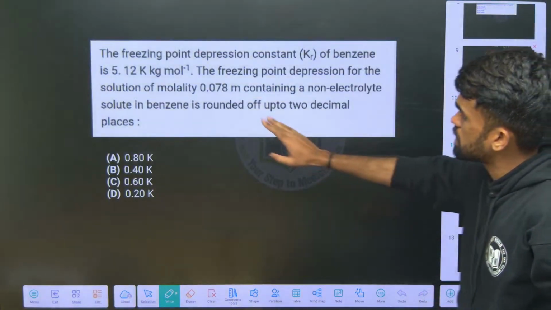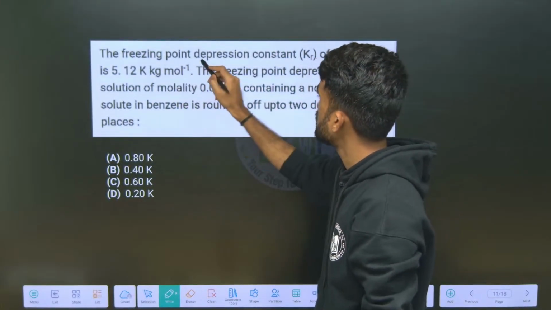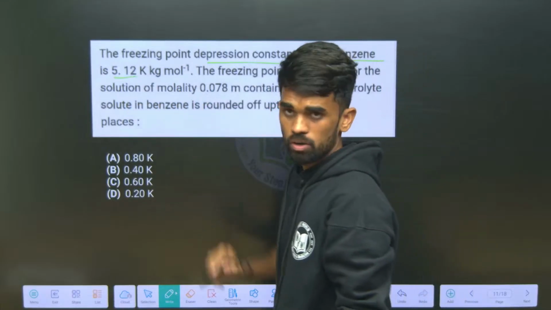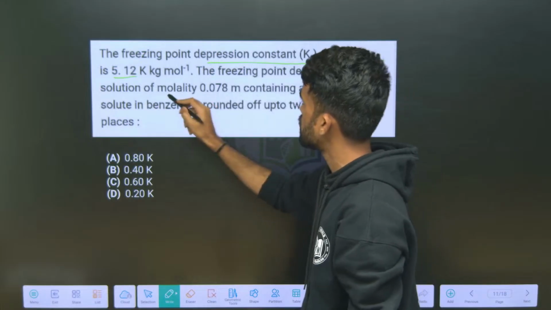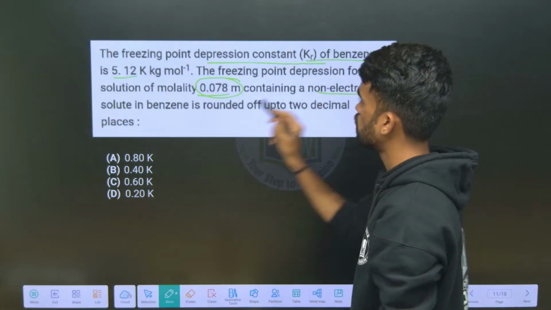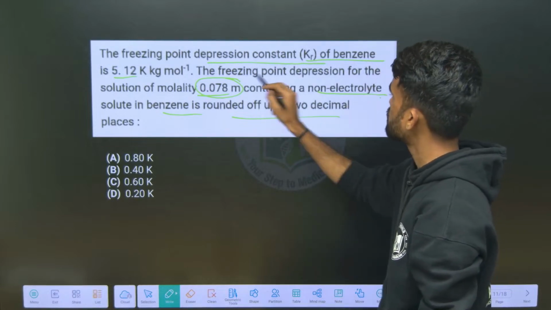So just now we also discussed freezing point depression in the previous slide. What it is saying: the freezing point depression constant Kf of benzene is 5.12. The freezing point depression for the solution of this molality containing a non-electrolyte solute in benzene is rounded off to. So what they are asking: freezing point depression constant Kf is given as 5.12, and for the solution we need to calculate delta Tf.